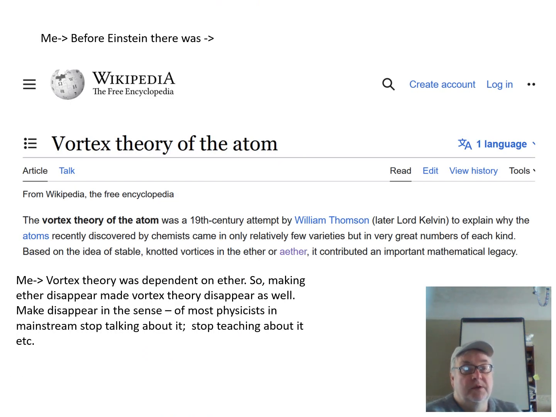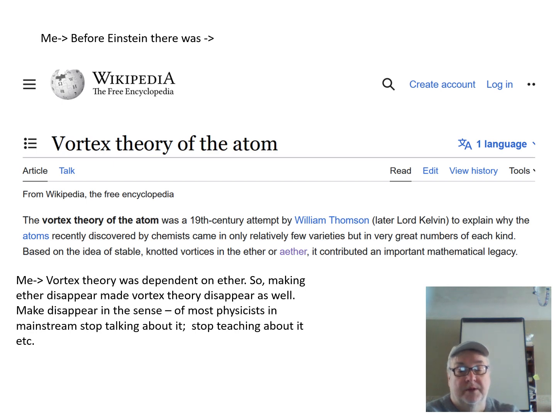So if we go to the Wikipedia, it starts talking about a vortex theory, and the vortex theory was around in the 19th century before Einstein, and the vortex theory was dependent upon ether. So making the ether disappear made vortex theory disappear as well. And it's making it disappear in the sense of most physicists in mainstream stop talking about it, stop teaching about it, etc.